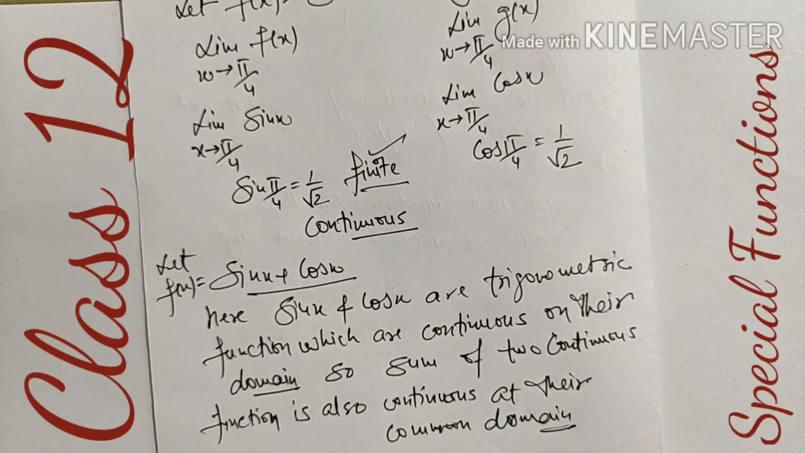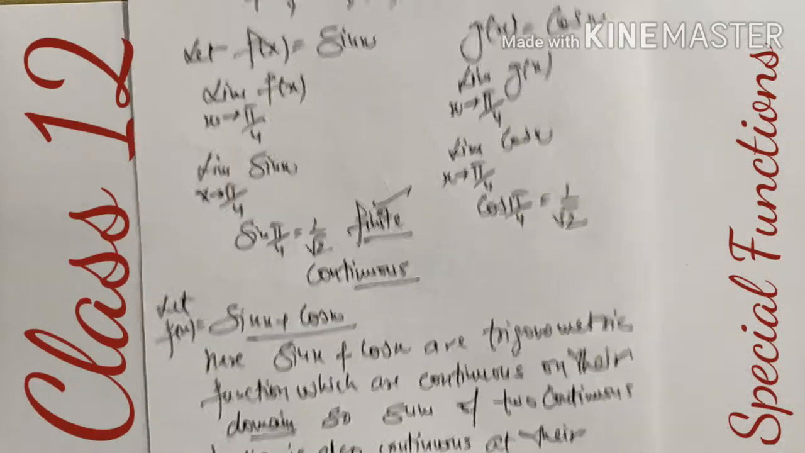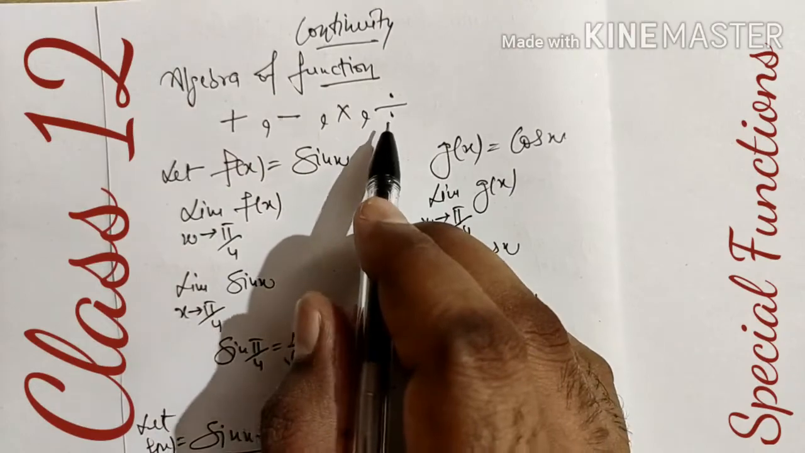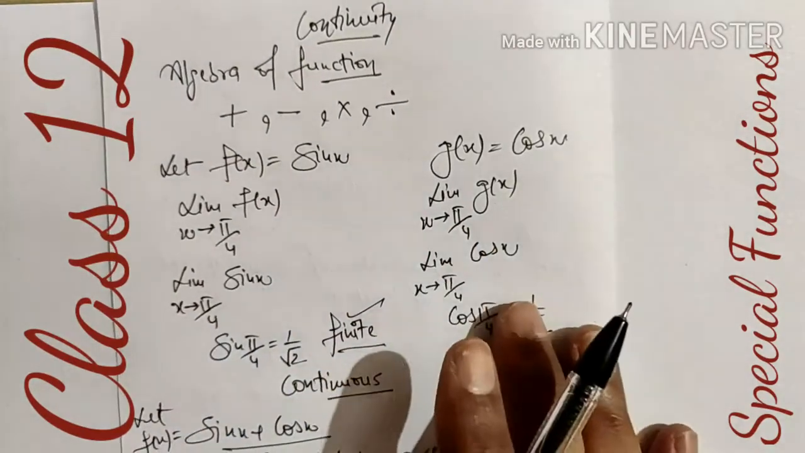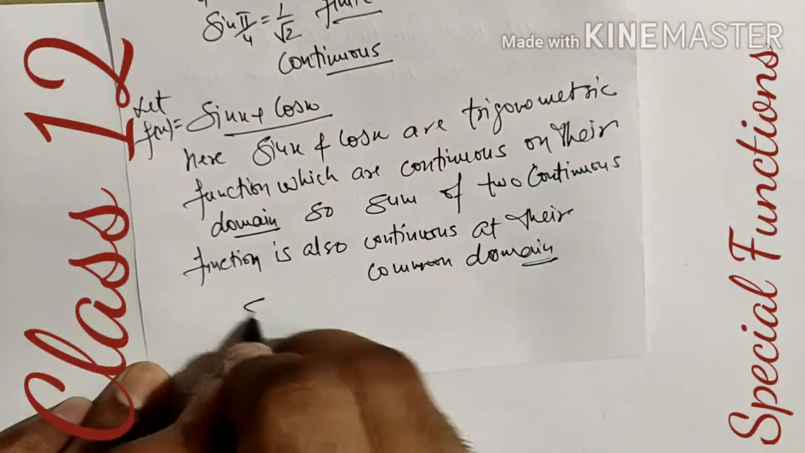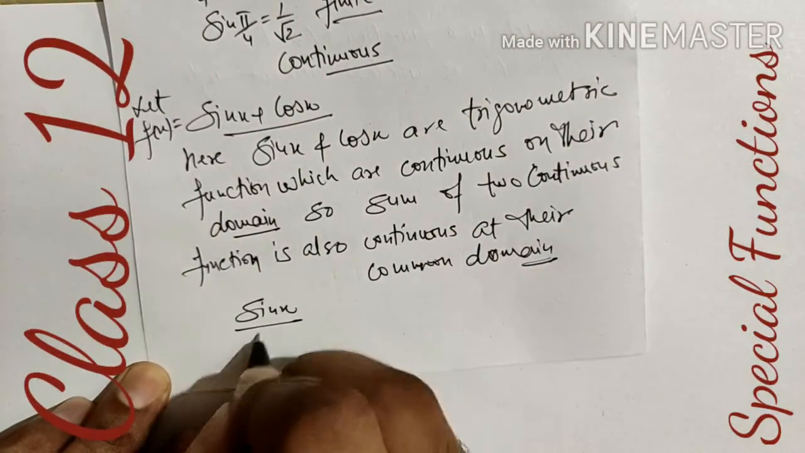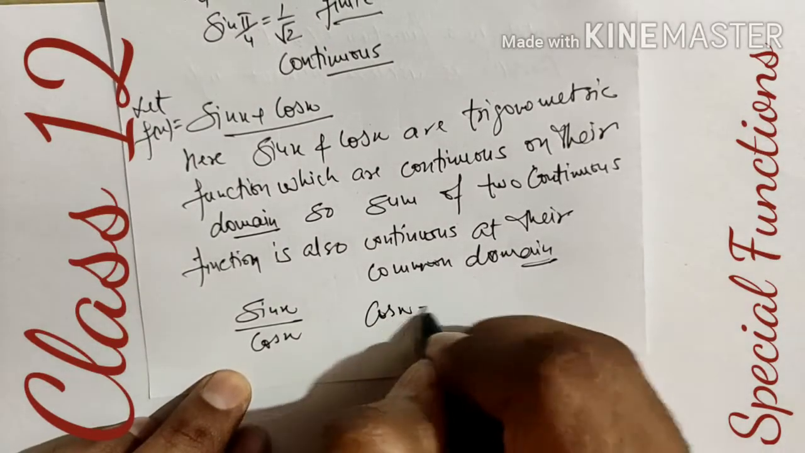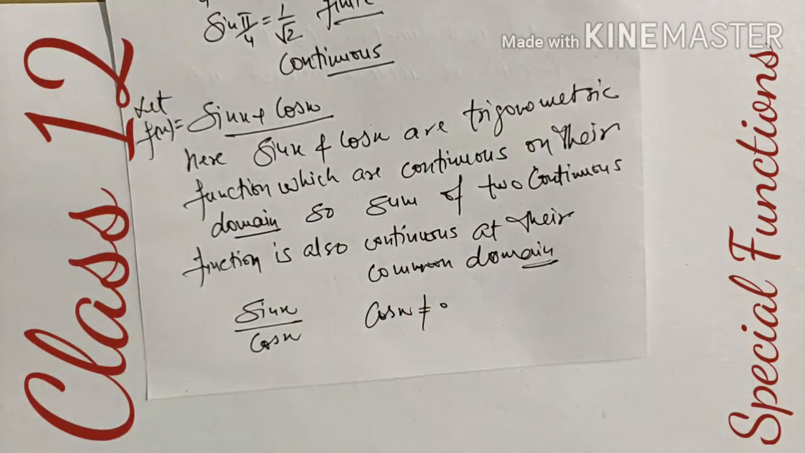Like this, we can prove other types of operations: subtraction, multiplication and division. But remember, in the case of division, like sine x divided by cos x, the condition should be that the denominator cannot be 0. Like this we can prove the algebra of functions.